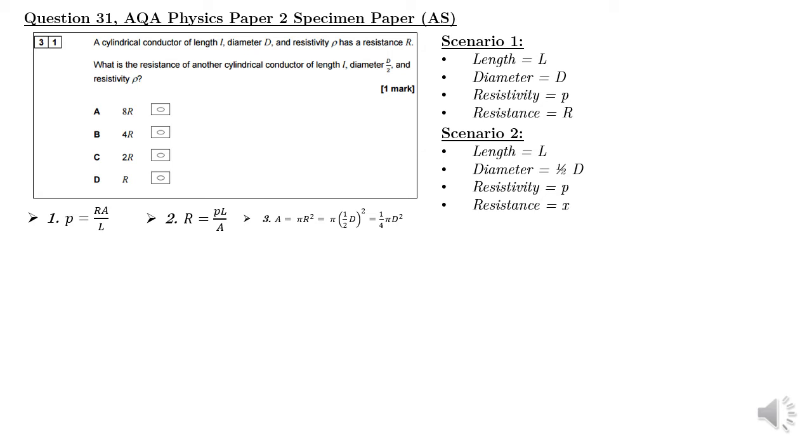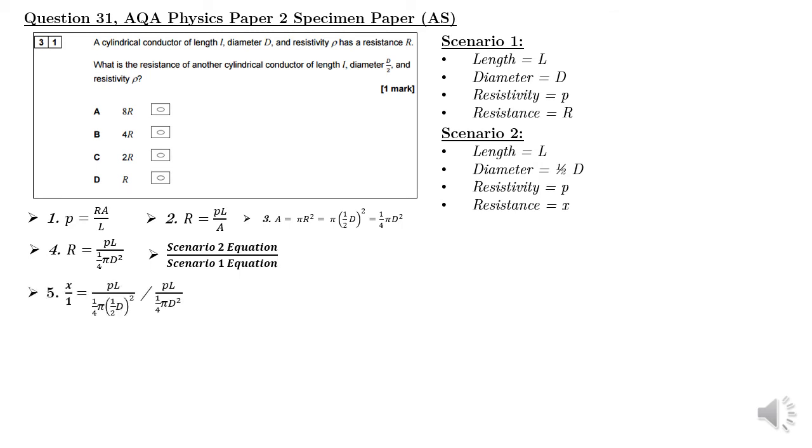So we can use that and plug it back into our original R equals PL over A equation in step 2. And we will get resistance equals PL over a quarter pi diameter squared. So using the same rule as before, scenario 2 equation divided by scenario 1 equation. We'll do that in step 5, and that will give us x over 1 equals PL over a quarter pi and brackets a half diameter squared, and divide that whole thing by PL over a quarter pi d squared. As you can see, the first set is the scenario 2 and the second set is scenario 1.